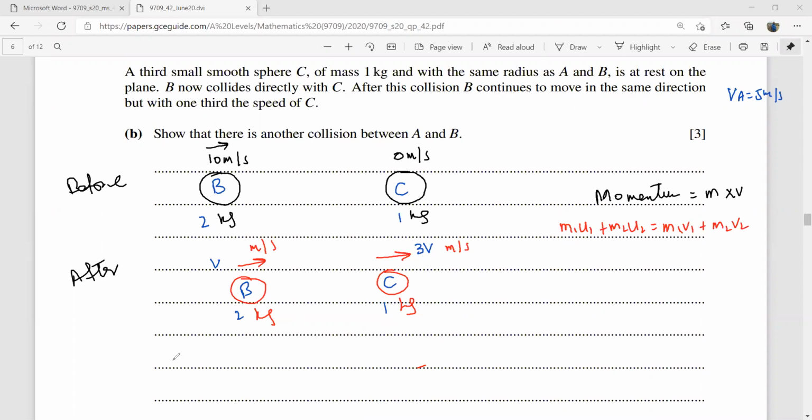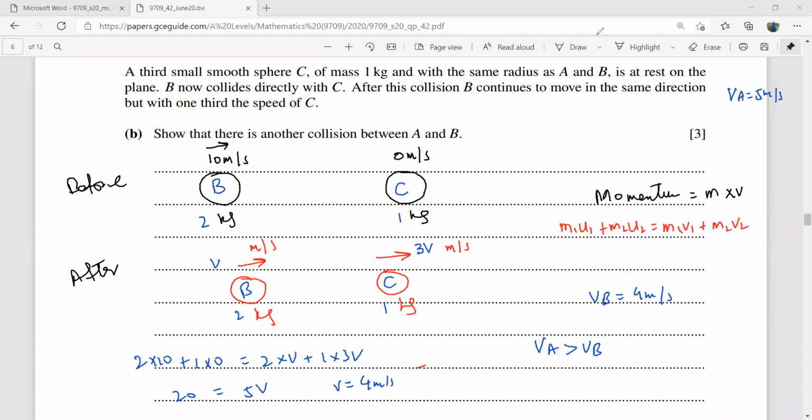Before the collision, you have 2 into 10 plus 1 into 0. And then after the collision, you have 2 into V plus 1 into 3V. This gives us 20, and that is going to be 5V. So this V is going to be 4 meter per second. So that means velocity of B is 4 meter per second. So this is moving slower and A is following that faster, okay? So since your velocity of A is more than the velocity of B, this means there is going to be a third collision. Okay?